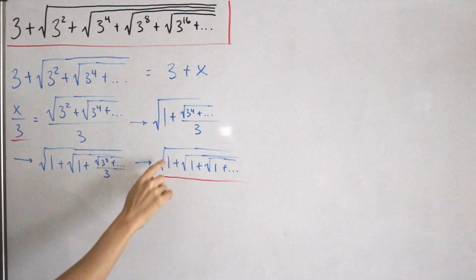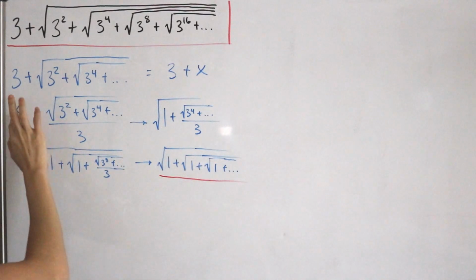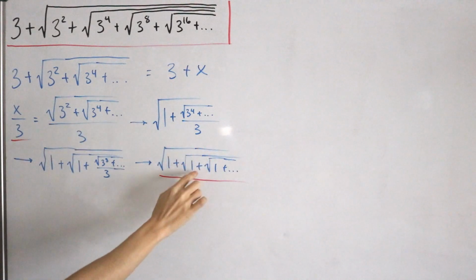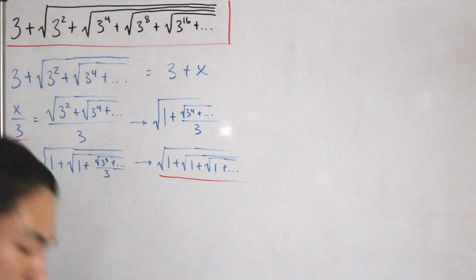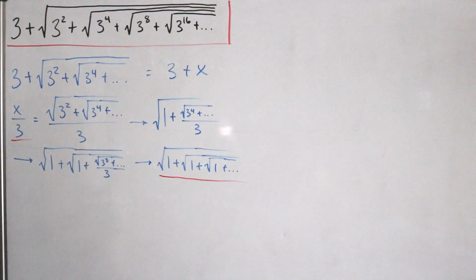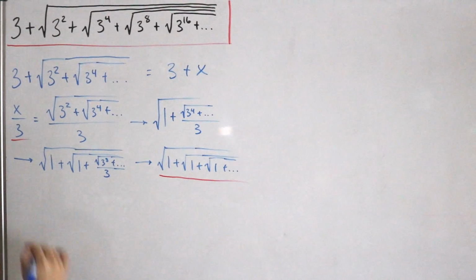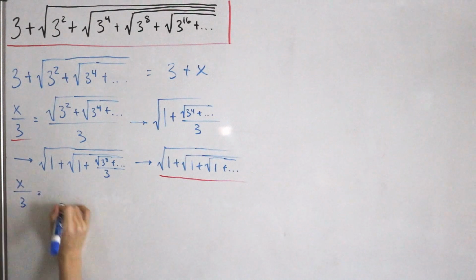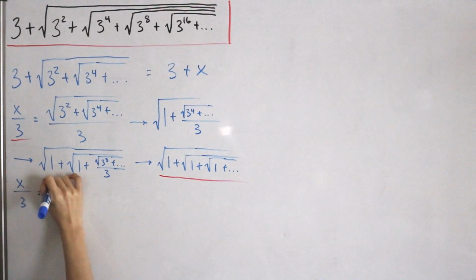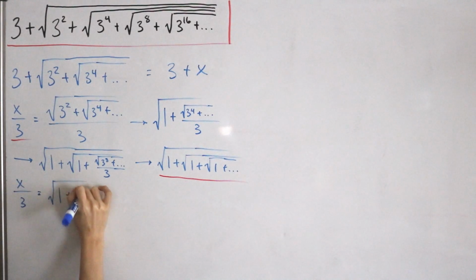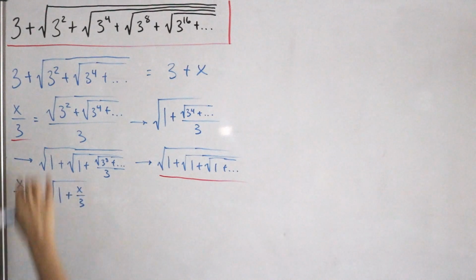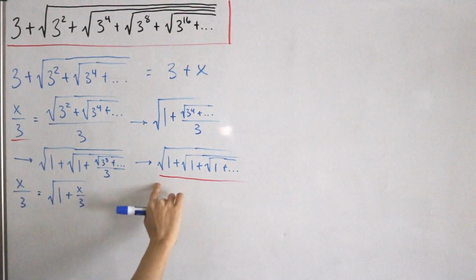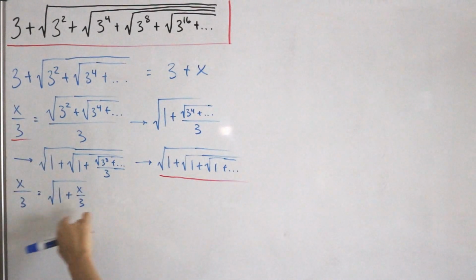So in other words, the square root of 1 plus square root of 1 plus square root of 1, we can actually sub back the x over 3 into this starting place over here. So we form ourselves a little equation that looks a little bit easier to work with. Now we're going to have the square root of 1 plus x over 3. As we see, if we set that x over 3 equal to this, it's just a plus and repeats.